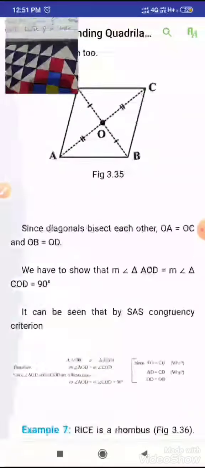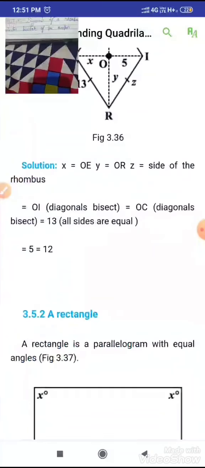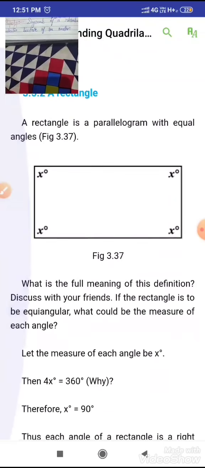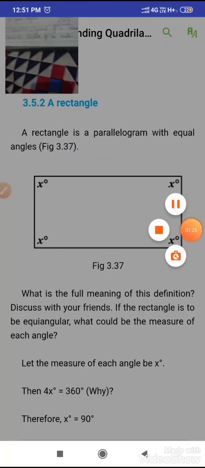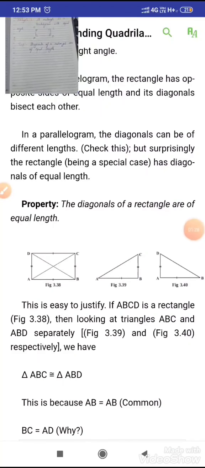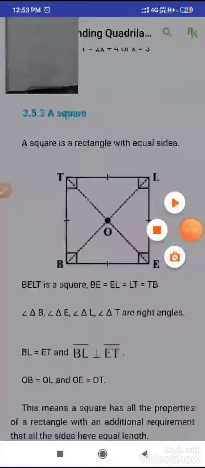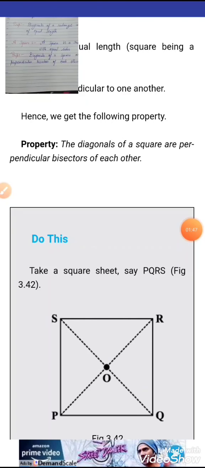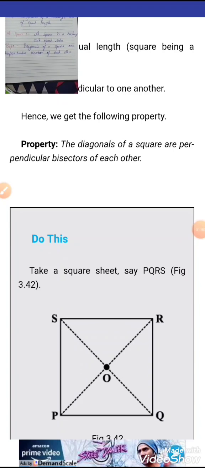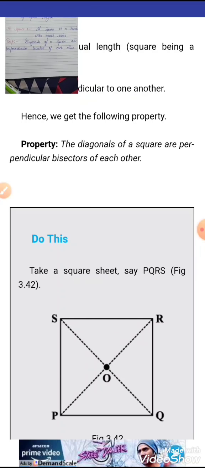Second parallelogram is rectangle. As we all know about rectangle, a rectangle is a parallelogram with equal angles. And a property of rectangle is that the diagonals of a rectangle are of equal length. Our next parallelogram is a square, and a square is a rectangle with equal sides. And a property of square is that the diagonals of a square are perpendicular bisectors of each other.